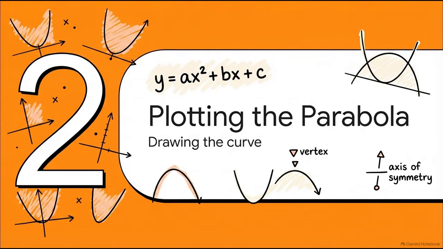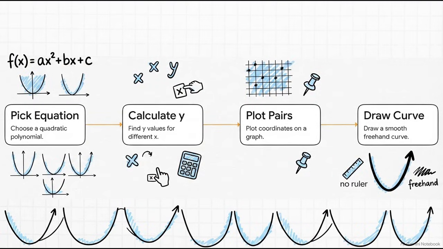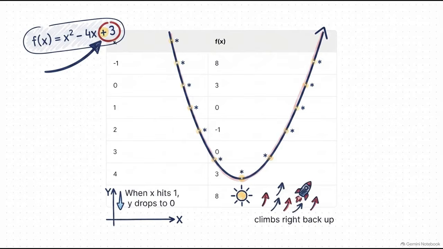Moving right along to part 2, plotting the parabola curve. Okay, here's our basic 4-step lab procedure. First, we pick a quadratic equation. Second, we calculate our y values by plugging in different integers for x. Third, we take those calculated pairs and plot them on our graph. And fourth, and please pay close attention to this one, we draw a smooth, freehand curve connecting those points. No rulers allowed, guys. These curves are naturally smooth, and doing it freehand is literally the only way to capture their true mathematical shape. Let's test this out with our first equation.